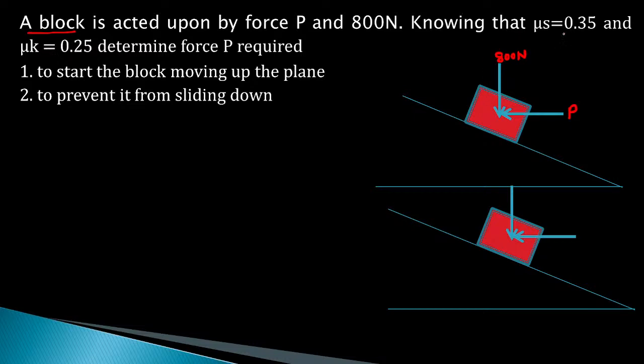Knowing that the coefficient of static friction is 0.35 and the kinetic friction is 0.25, determine the force P required. The first condition is to start the block moving up the plane, and the second is to prevent it from sliding down.